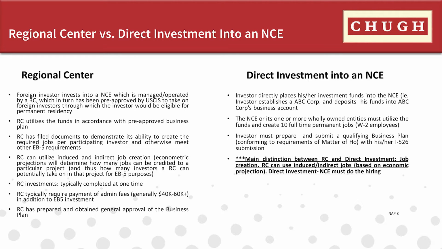Regional center typically requires payment of an admin fee, generally 40K or 60K plus, in addition to the EB-5 investment. The regional center has prepared and obtained general approval of a business plan. The main difference between direct investment and regional investment is the job creation. A regional center can use induced and indirect jobs based on economic projection. Meanwhile, the direct investment that is invested into an NCE must do the hiring at the same time.